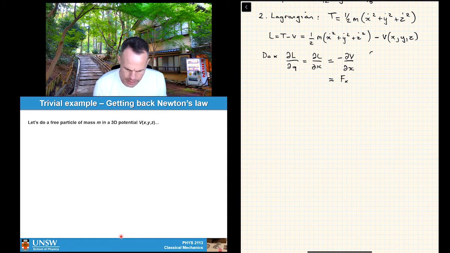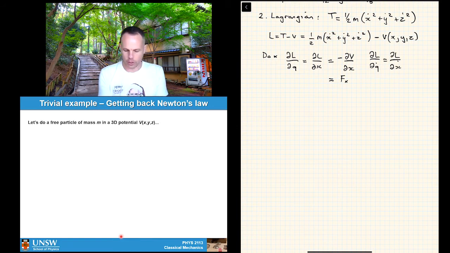The other one we need to get here is dL on dq dot, and it will be dL on dx dot in the end. If we look up at our Lagrangian, that term comes out of the kinetic energy. The y and the z terms disappear, the 2 comes down from the square, and we've got m x dot.